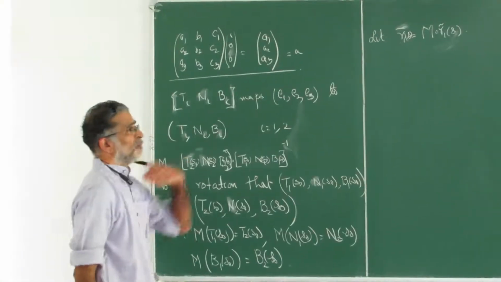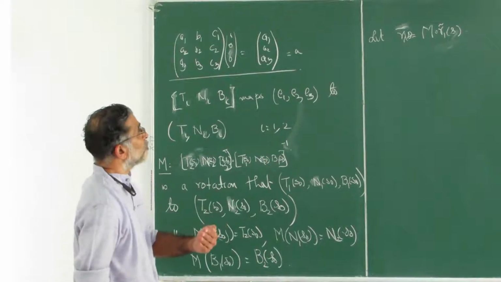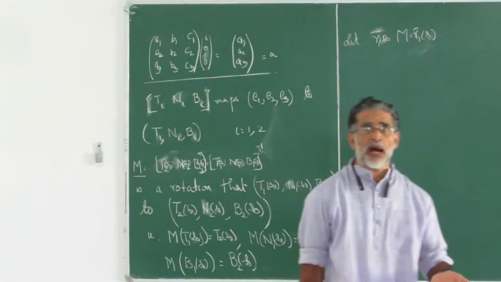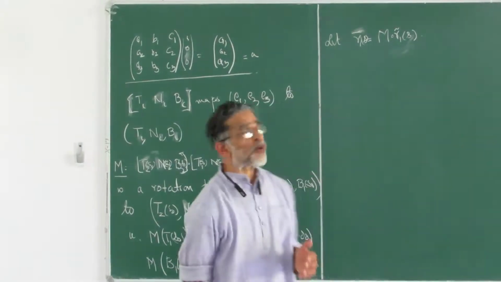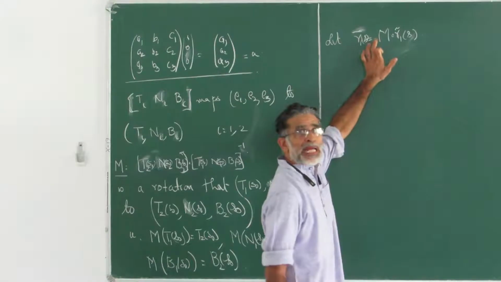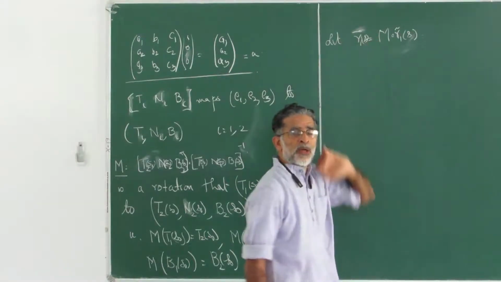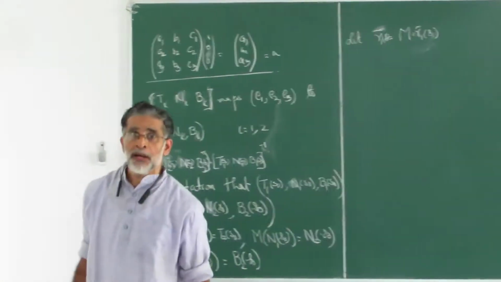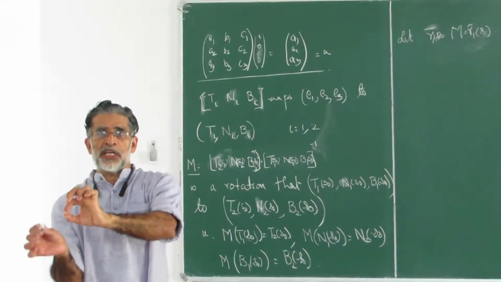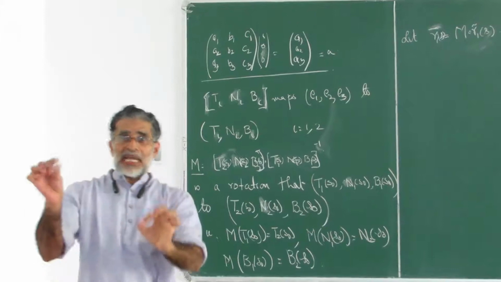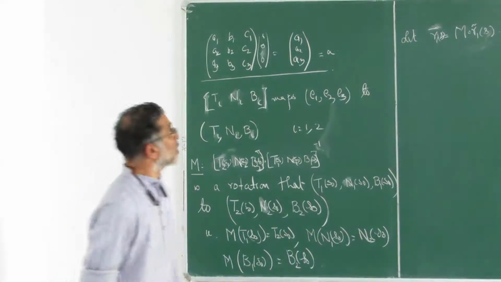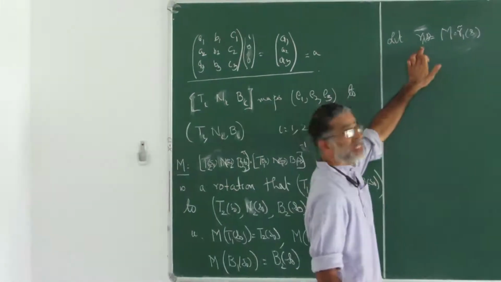So we started with gamma 1 and gamma 2. First we translated to get gamma 1 tilde, gamma 2 tilde. Now we rotate gamma 1 tilde by M. Okay? So now we prove. So we have brought both of them together at the origin. Now we are rotating gamma 1 tilde, and after rotating gamma 1 tilde, we got gamma 1 bar.